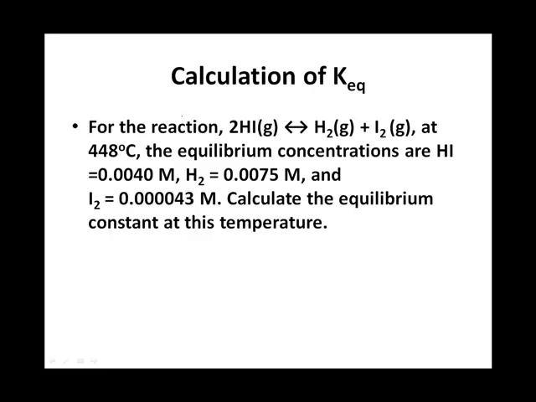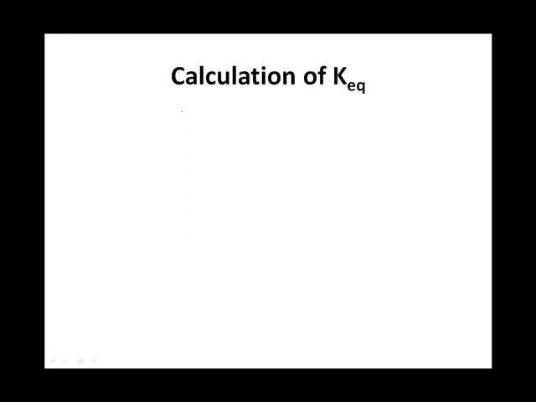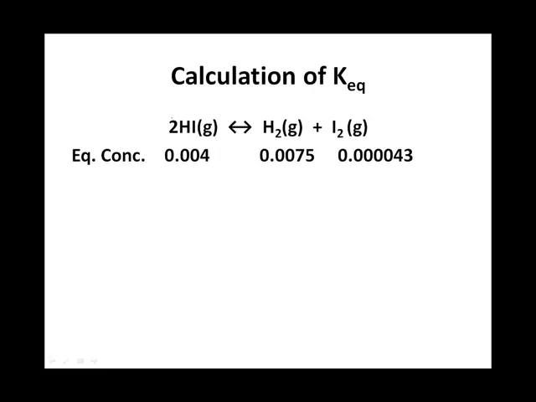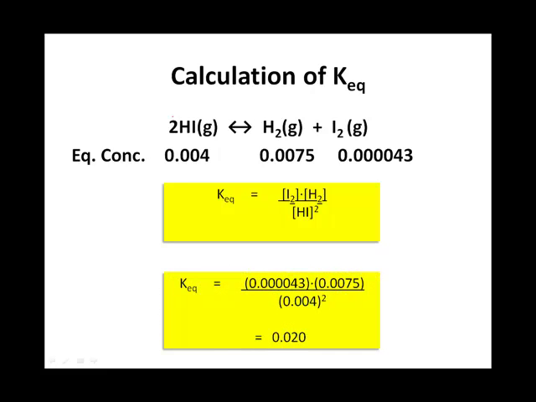Okay, so we have 0.0040 molar of HI. We have 0.0075 molar of hydrogen gas, and we have 0.00043 molar of iodine gas. So, first step is always to set up an equilibrium expression. Okay? And we have KEQ equals concentration of I2 times the concentration of H2 divided by the concentration of HI to the second power. Since we have our equilibrium concentrations, we're going to go ahead and plug those in, and when we plug those in, we get a KEQ value of 0.020.